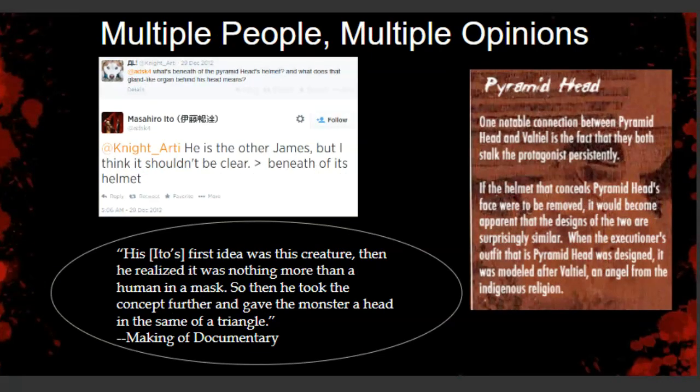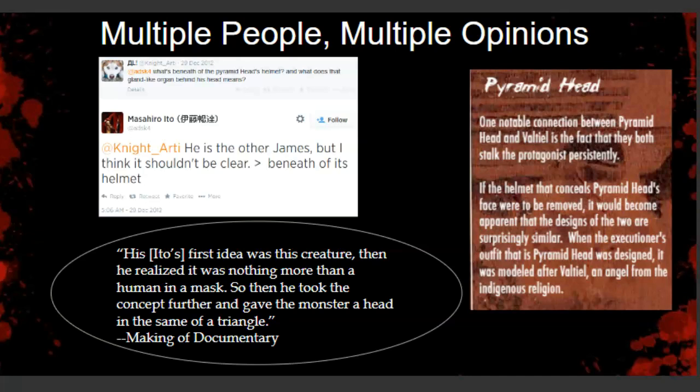Multiple people, multiple opinions. Somebody asked Ito, what's beneath Pyramid Head's helmet? He said, he is the other James, but I think it shouldn't be clear beneath its helmet. I don't know what he's saying there, but I interpret this as him saying Pyramid Head looks like James under the helmet, okay? But then you have, in the making of documentary, his first idea was this creature, then he realized it was nothing more than a human in a mask. So then he took the concept further and gave the monster a head in the shape of a triangle. So that's saying that it's not a mask, it's not a helmet, it's actually his head.